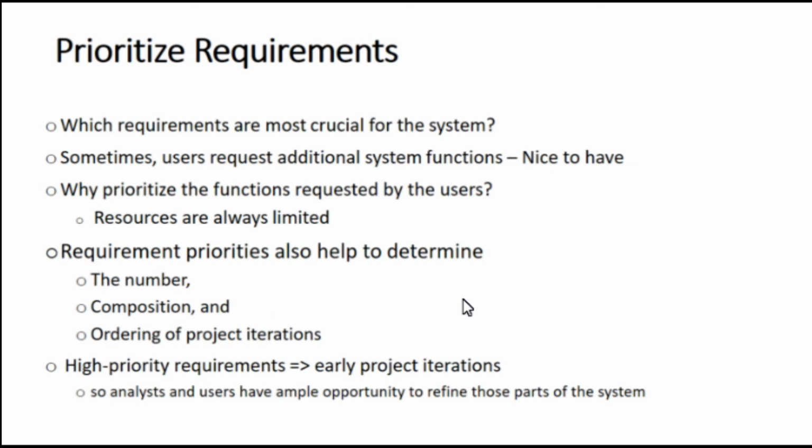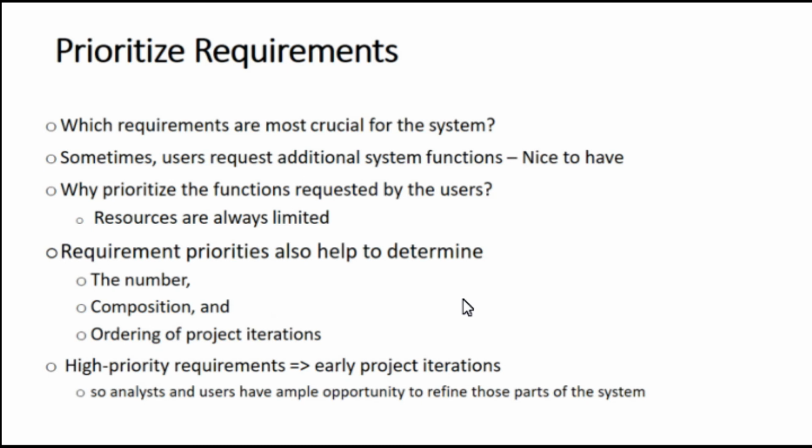So requirement priorities also help to determine the number, composition, and ordering of project iterations. So think about the agile approach, which uses iterative development. You can define the number of iterations, composition of iterations, and ordering of project iterations when you prioritize requirements.